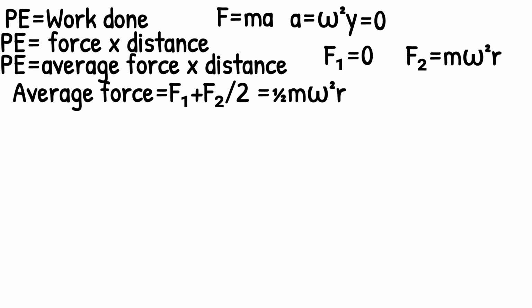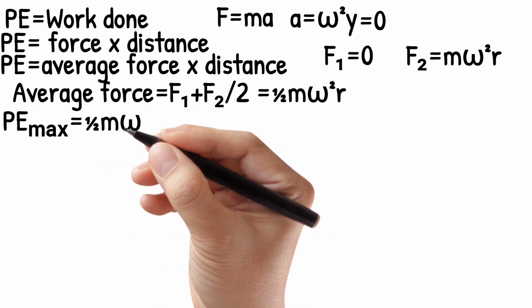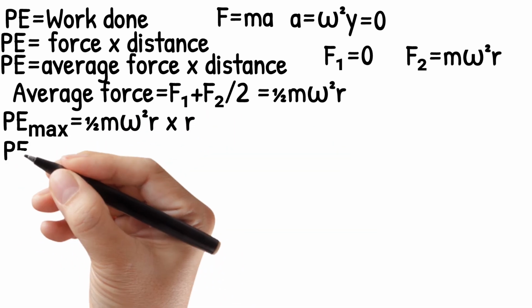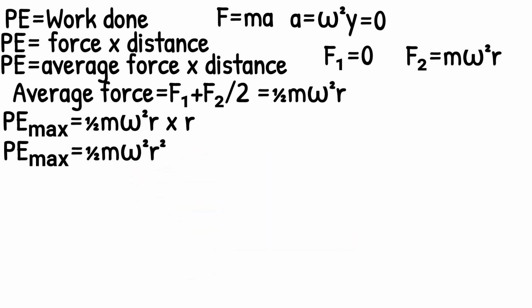M omega square r over 2. Or you can say half, a better way to put it is half m omega square r. That is your average force. But then we're talking about the work done. So work done is equal to our average force times the distance. Our average force is half m omega square r, and our distance at this extreme position is r. So it becomes half m omega square r square. That's the work done in taking the bulb from the mean position to the extreme position.